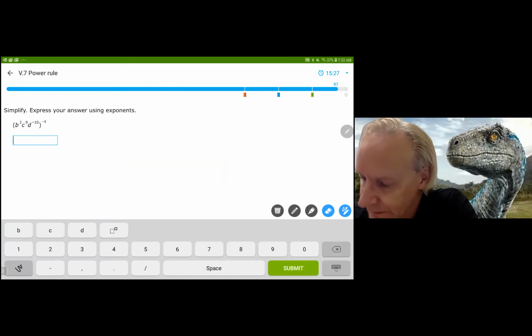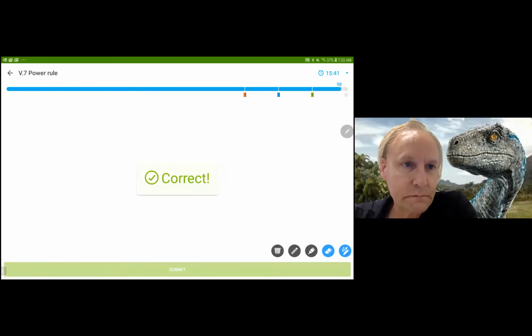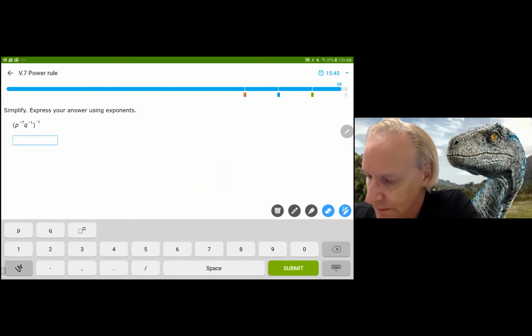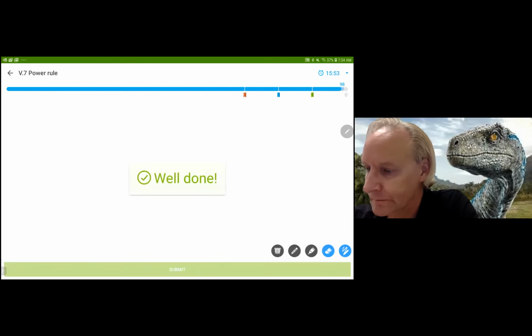So b to the negative 8. C to the negative 36. And d to the 40th. I guess 15 minutes isn't so bad. P raised to the 7 and Q. I could put the 1 or not. It's completely up to you.